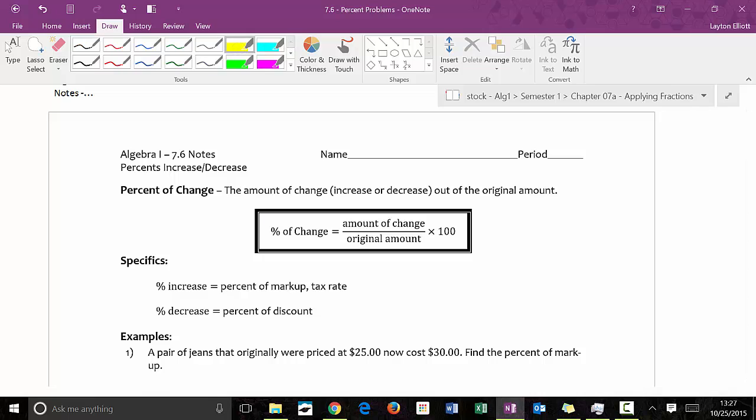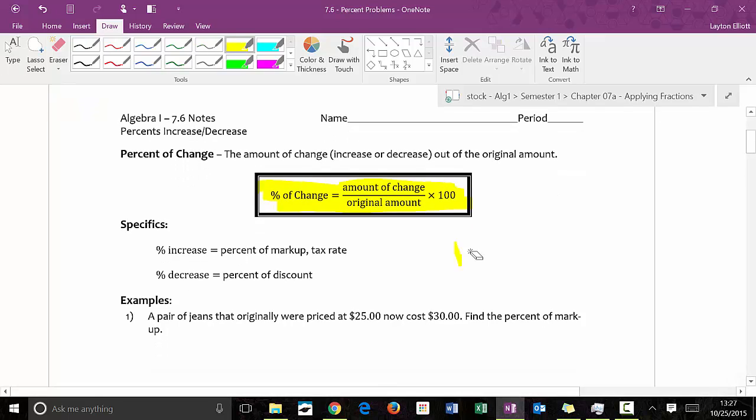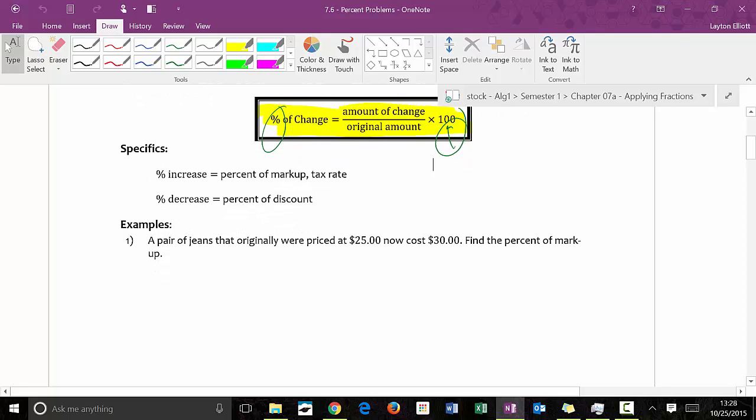The general formula right here, percent of change, is the amount of change over the original, and the times 100 is what changes it to a percent. It's very important to note that this times 100 piece is actually what changes it to a percent. So specifically, when we talk about an increase, we're talking about a markup, or how much is being taxed. And a percent decrease is like what a discount is. It's best just to dive into some examples.